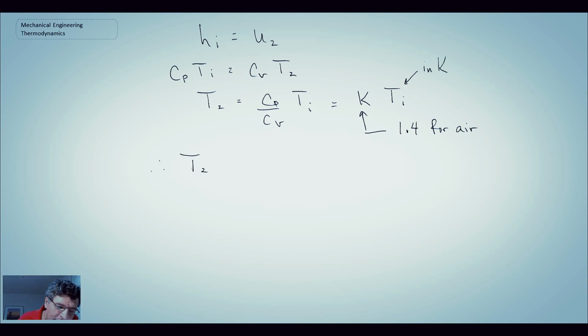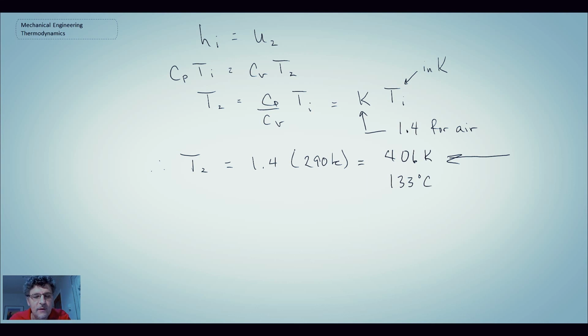So with that, we can say that the temperature at the end of our process at state 2 is 406 Kelvin. And that solves the problem. That is also approximately 133 degrees Celsius. So that is the solution to the problem involving the uniform flow process. Thank you very much.